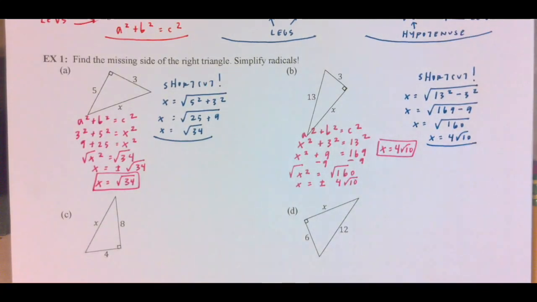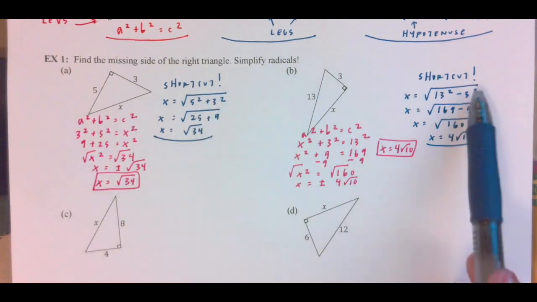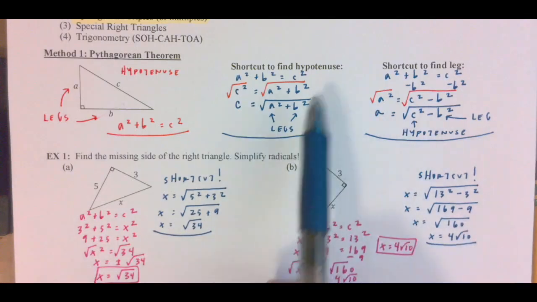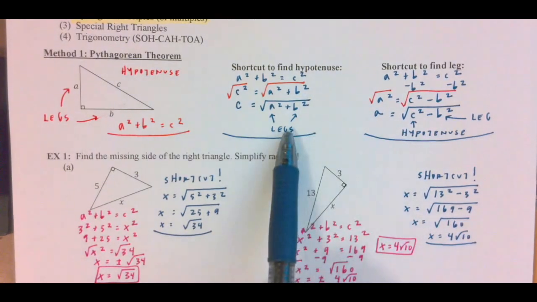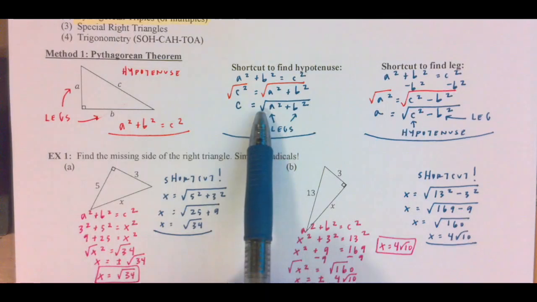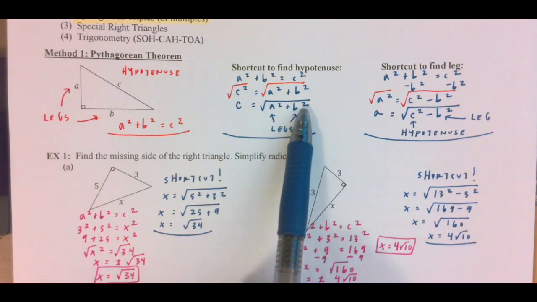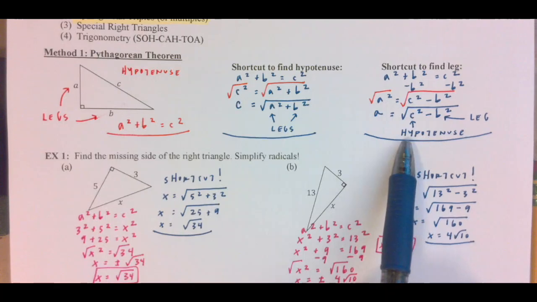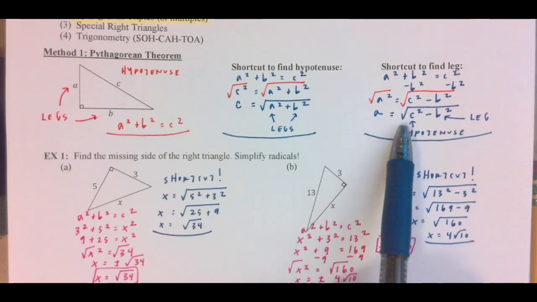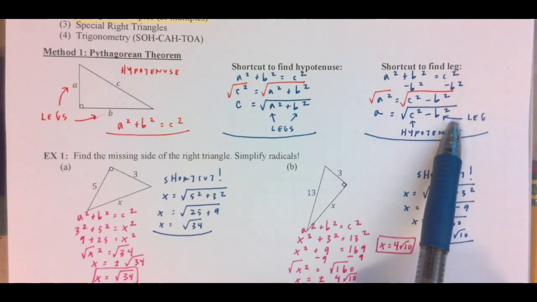All right, either way is fine. Plug into Pythagorean theorem or use the shortcut. It just depends. Are you solving for a missing hypotenuse? In that case, I'm looking for my hypotenuse as the square root of one leg squared plus the other leg squared. Or are we solving for a missing leg? In that case, this leg is equal to the square root of the hypotenuse squared minus the leg that I know squared.